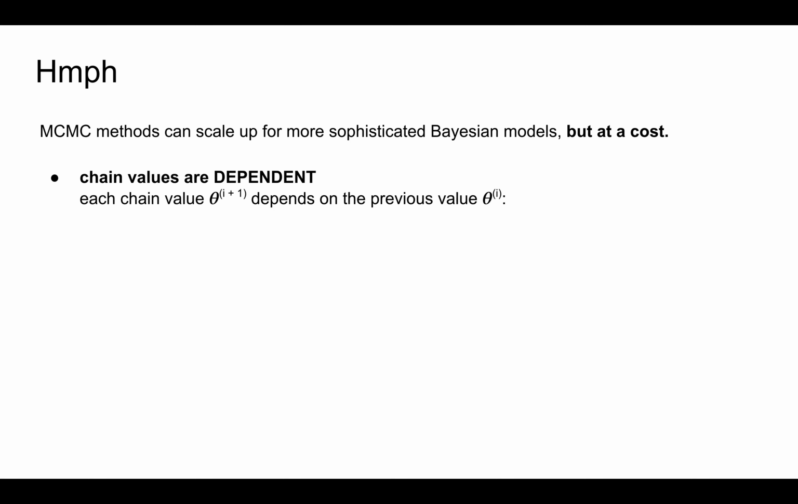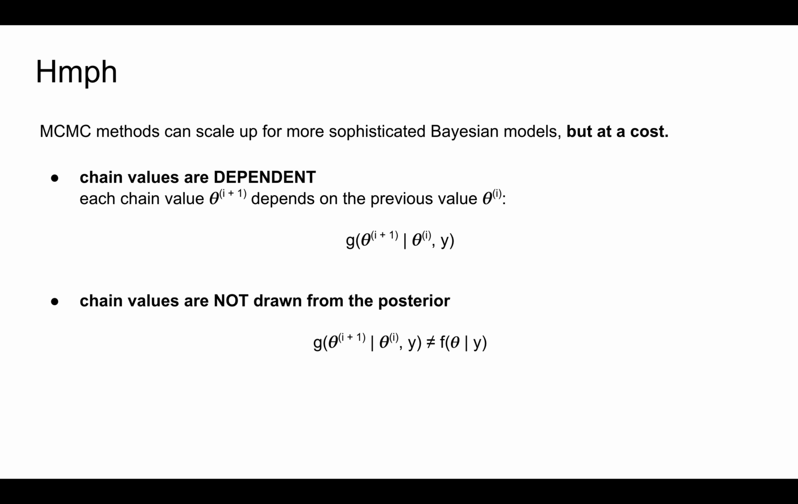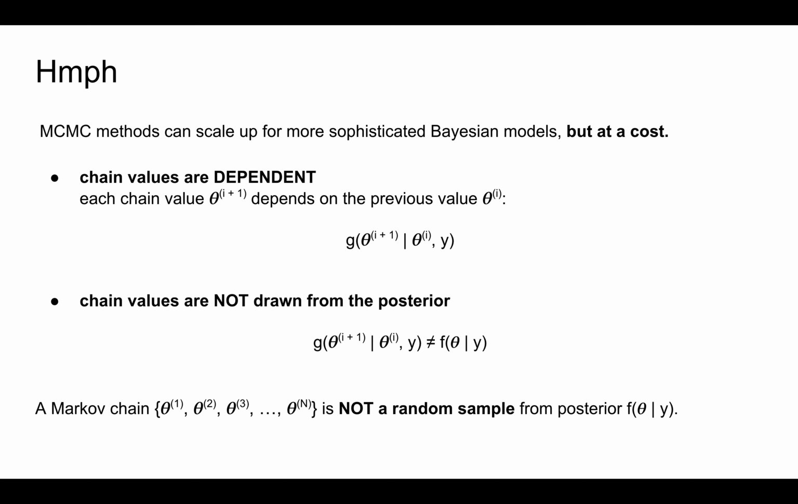First, remember that the chain values are dependent, each value in the chain depending upon the previous value through the conditional PDF g. Not only that, but this PDF g from which we draw the chain values is not the posterior PDF f. As such, a Markov chain, theta 1 out to theta N, is not a random sample from the posterior.